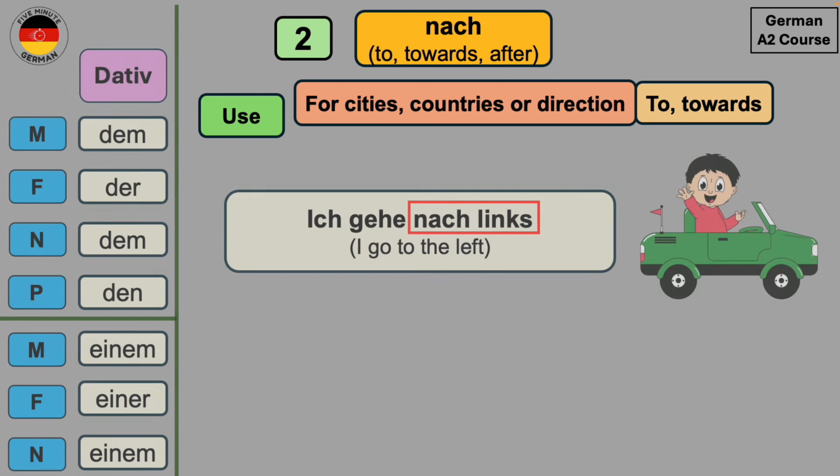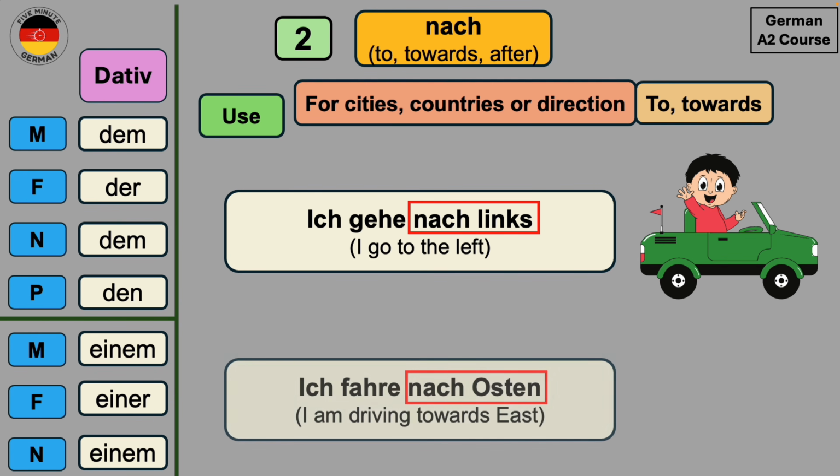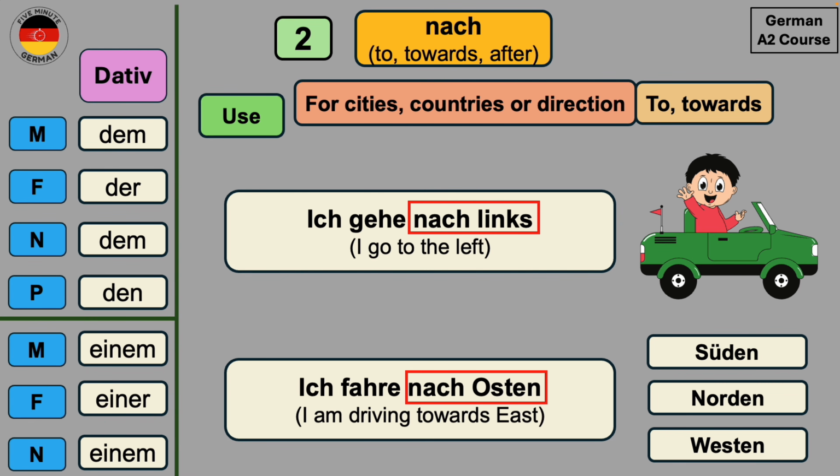Similarly, when we are talking about directions, then we also use nach. Such as, I can say, Ich gehe nach links. I go to the left. Another example of direction can be, Ich fahre nach Osten. I am driving towards the east. So with the other map directions, such as Süden, which is south, Norden, which is north, Westen, which is west, we will also use nach.